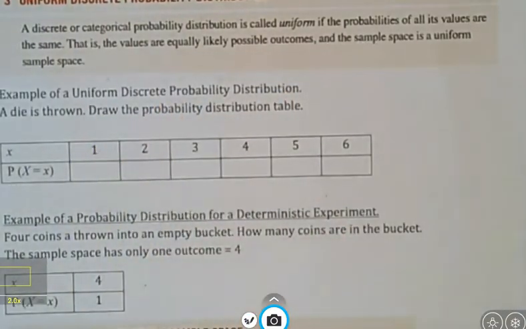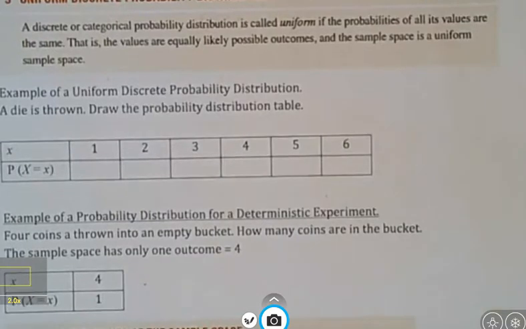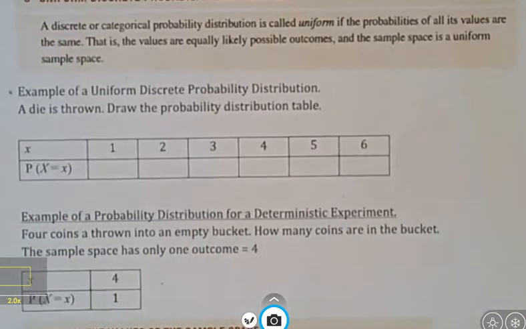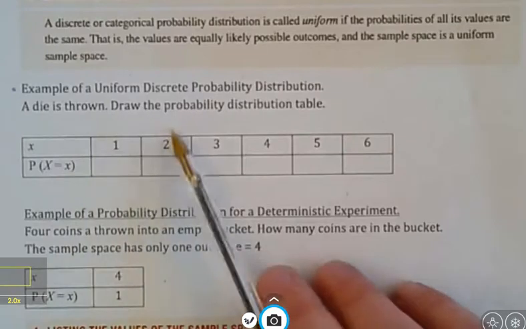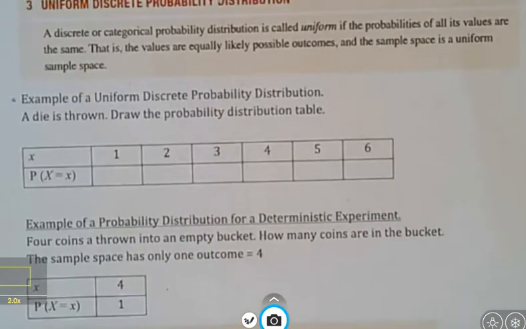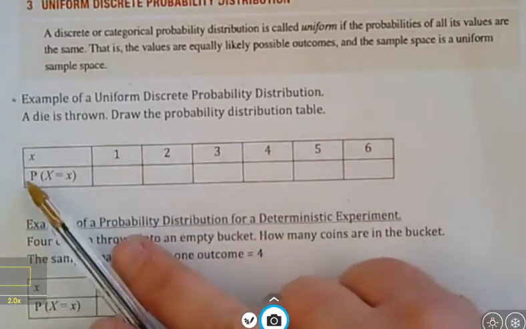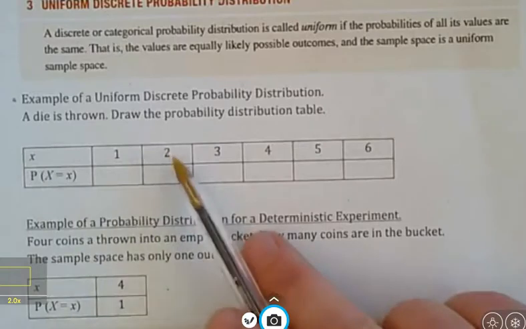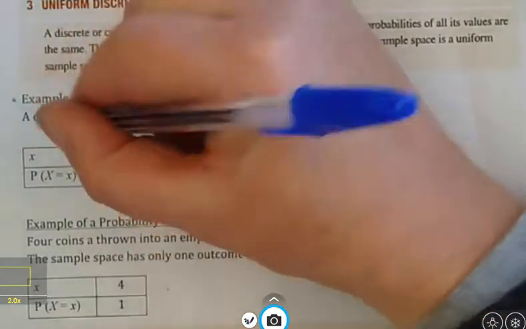It would be just throwing a die. So if I threw a die, what are my outcomes? 1, 2, 3, 4, 5, 6. That's just throwing one die. If I threw 2 dice and I did the sums, it wouldn't be uniform. So my outcomes are 1, 2, 3, 4, 5, 6, throwing a normal die.